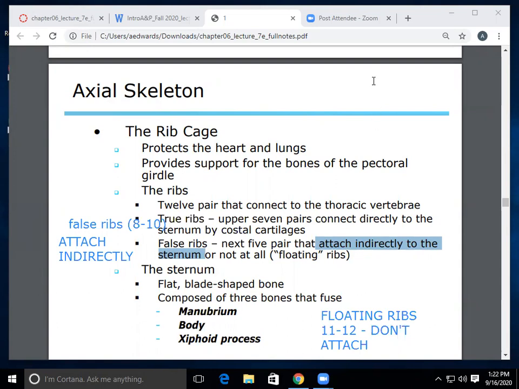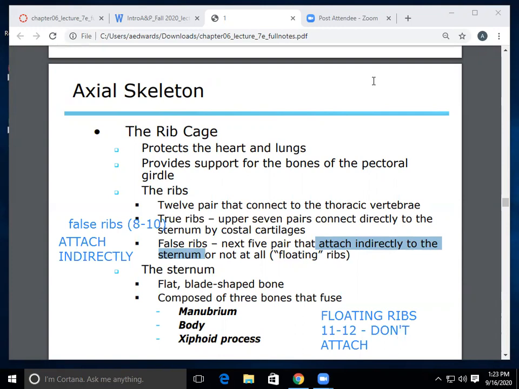So does that help at all? Well, I don't like the way it's written here, and I was trying to make sure that you knew, and I think I confused you more than I helped you, but the point is, there's true, false, floating. True is 1 through 7, false 8 through 10, floating 11 and 12. The false are false because they attach indirectly. Floating are floating because they don't attach at all. They're kind of floating there because they're not attached.